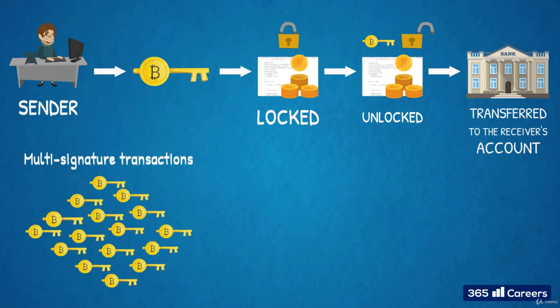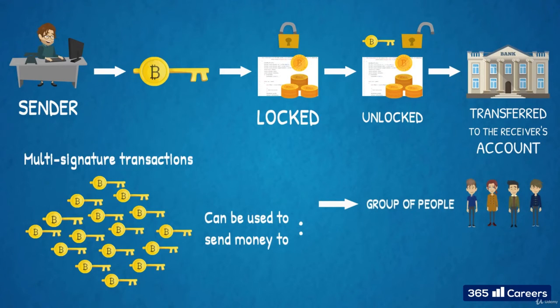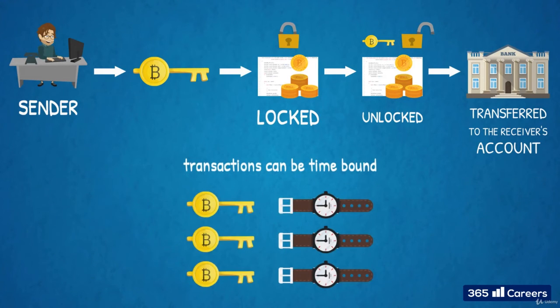In this way, it becomes possible to structure multi-signature transactions requiring more than one private key to unlock the coins. This can be used to send money to multiple receivers in one transaction or to send money to an entity with multiple stakeholders who have joint control over the funds. For instance, a company with several partners which receives Bitcoin may find multi-signature transactions a useful way to manage such transfers.